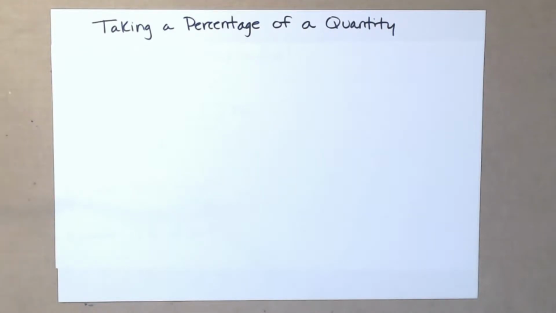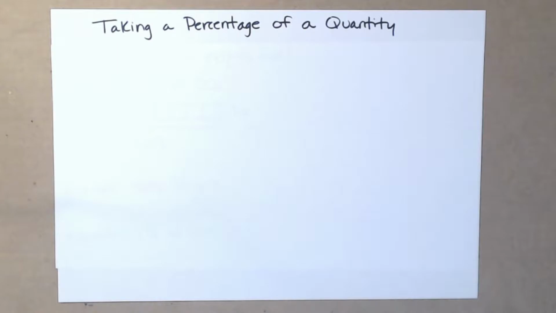In this video, we're going to be going over taking a percentage of a quantity. This is a great skill to learn because it is very handy in everyday life. For example, if you're at a restaurant, you will want to be able to calculate 15% of your bill so that you can give a tip.